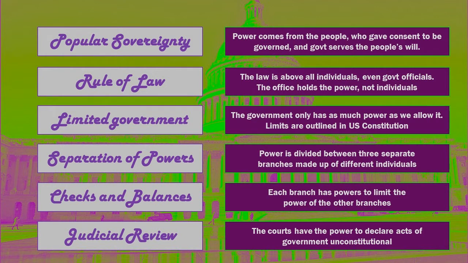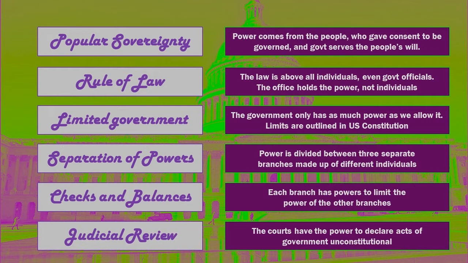So first, we've got the idea of popular sovereignty. Don't mix this up with your United States history stuff. All we mean here is that the government is supposed to serve the will of the people. The government gets its power from the consent of the people who are governed. So we have a government that's designed to do what the people want it to do.